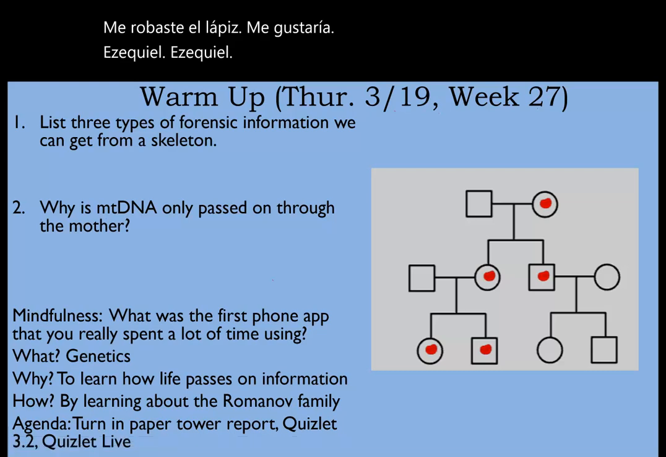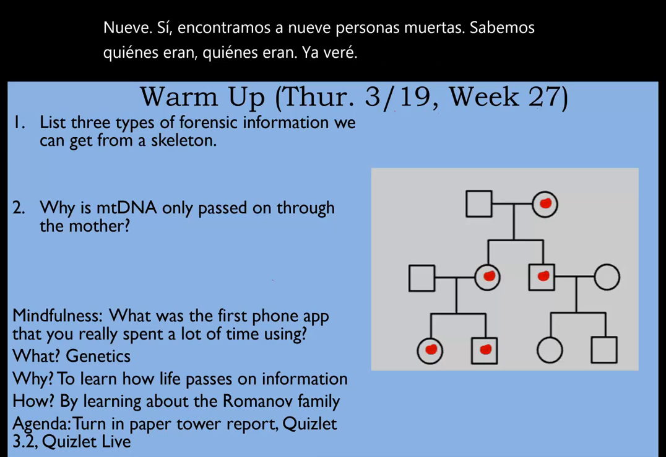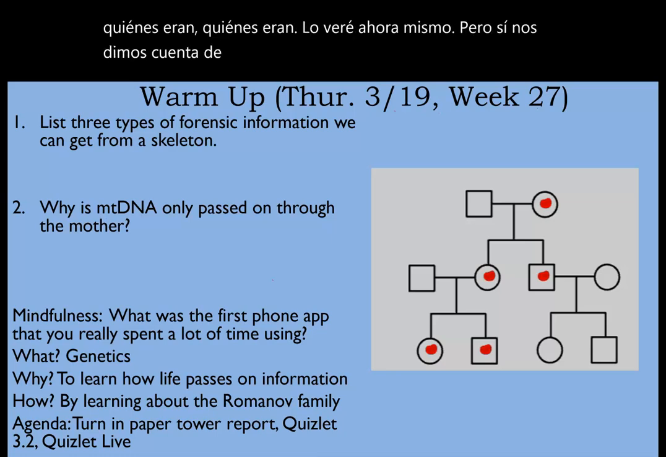Right, so how many skeletons did we find in the grave? Nine. Yes, we found nine dead people. We know who they were. But we did figure out who they were, and we got it.